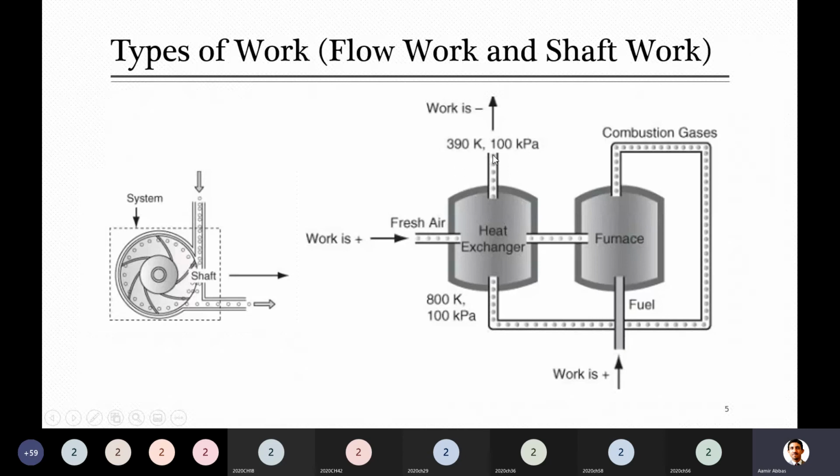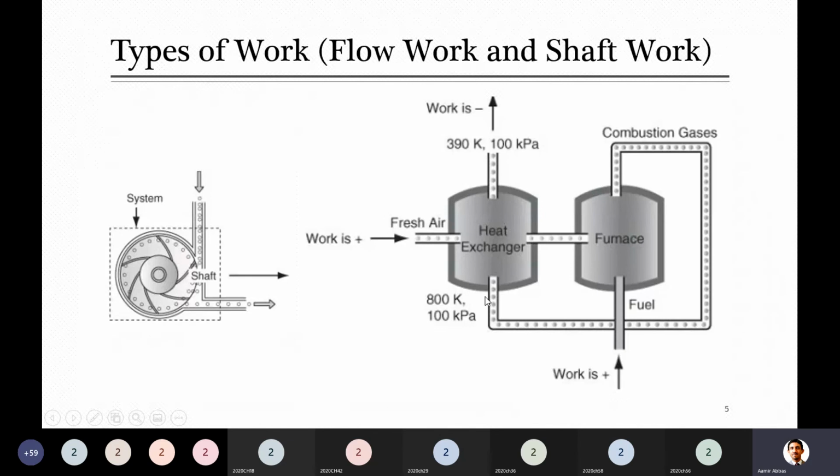But if you look at the other case, when these flue gases are moving out of the system, why is work being done on the surrounding? Because they are at high temperature and pressure. When they are leaving, they can push anything, and most of the time these gases are used to rotate some equipment, some part which is not part of this system, that is available after this equipment. So that work is negative, because it is being done by this system, the heat exchanger and furnace, on the surrounding, and that is named flow work.